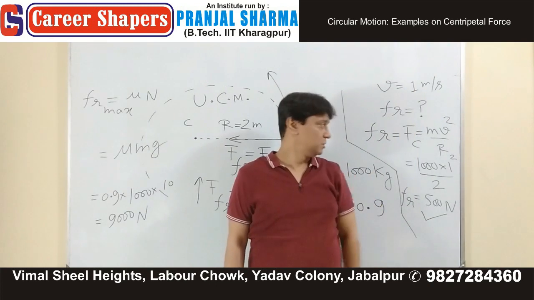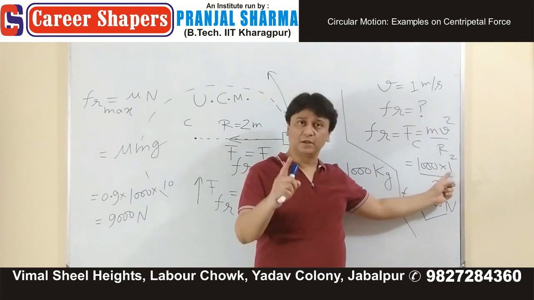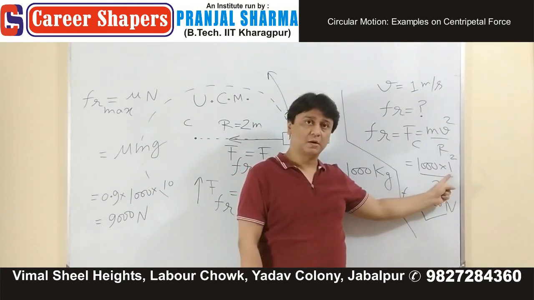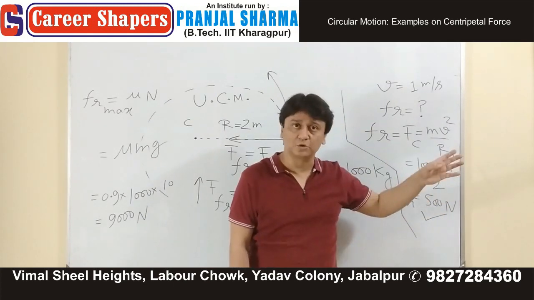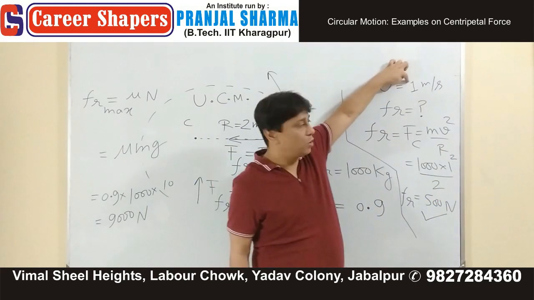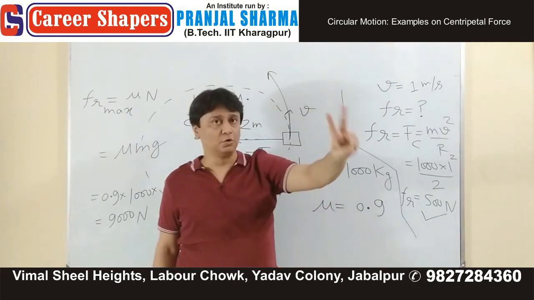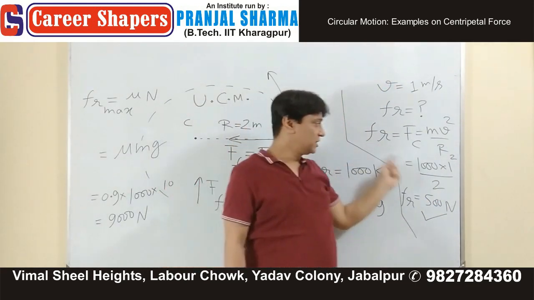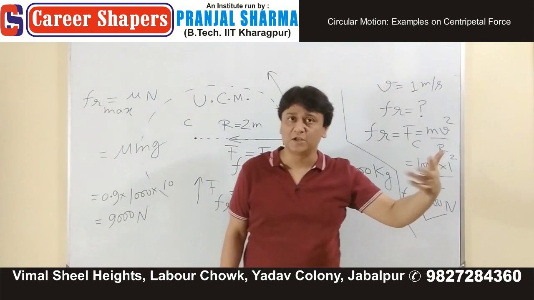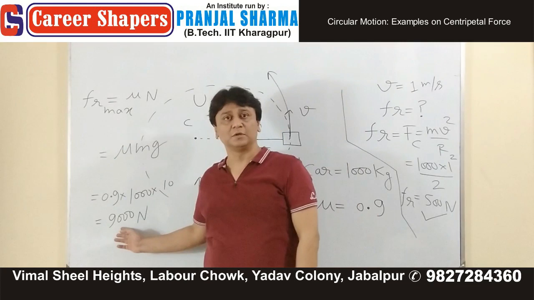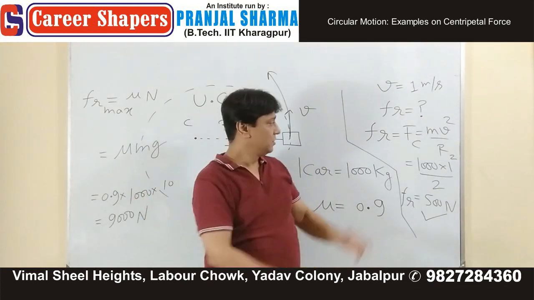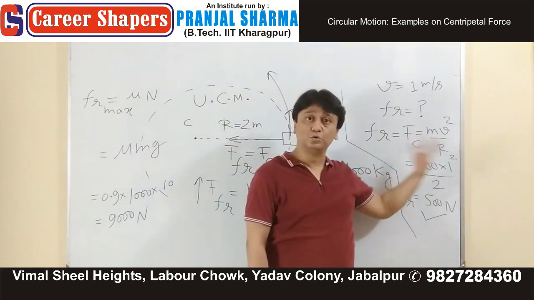अब कोई दूसरा आदमी आया, उसने बोला हम स्पीड को 1 की जगह क्या करेंगे? 2. तो अगर ये स्पीड 2 होती तो ये क्या बनता? 2 स्क्वायर divided by 2 which is 2 into 1000, 2000. तो फ्रिक्शन से कितने की डिमांड की जा रही है? 2000 की. दे कितना सकता है? 9000. उसने बोला ठीक है, दिया. फ्रिक्शन क्या हो जाता? 2000.